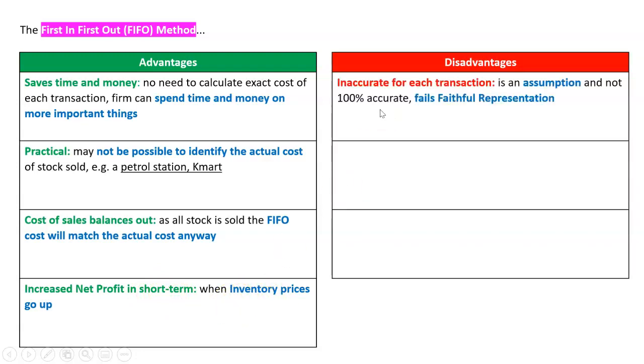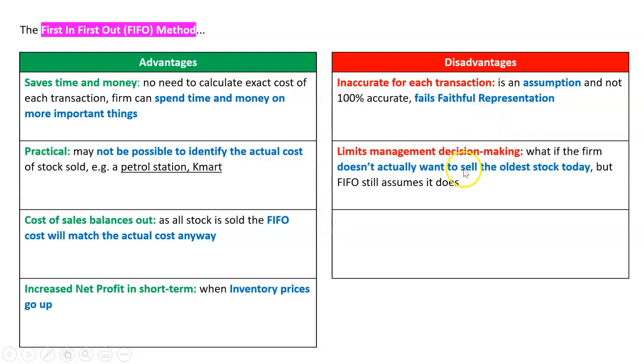Well, what about the bad things? The bad things are this. It's inaccurate. It is literally not meant to be accurate. So a disadvantage is it's never 100% accurate, so that does not fulfill the faithful representation test. It doesn't represent 100% the real world economic situation. What else is bad? It limits your decision making, because we're going to assume the first in is the first out. Is that actually how you wanted to sell it though? Maybe for some reason we don't actually want to assume that the oldest stock was sold today. And lastly, it's the opposite of this one. We said FIFO increases net profit in the short term. It actually decreases net profit in the short term when inventory prices go down. And again, we'll have a separate video to explain these last 2 points there.